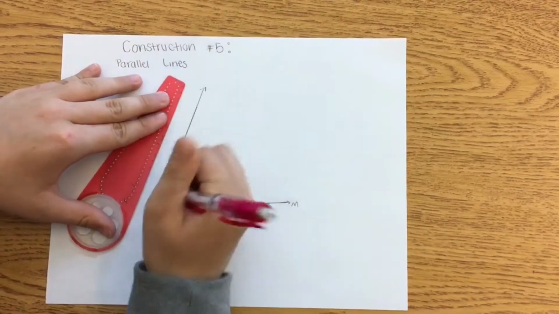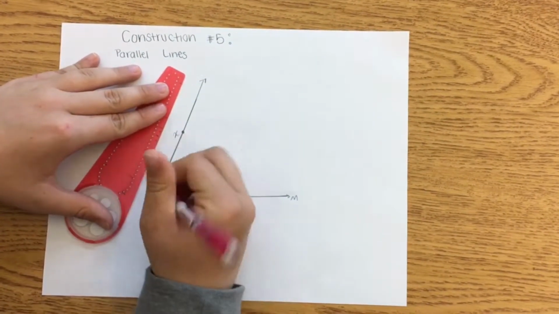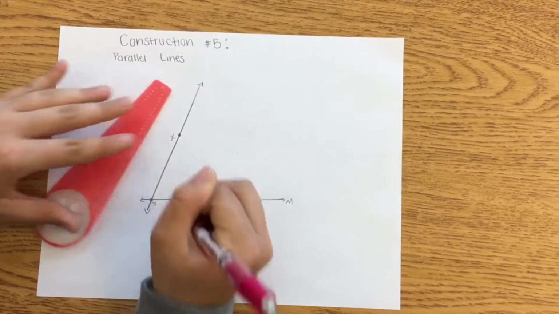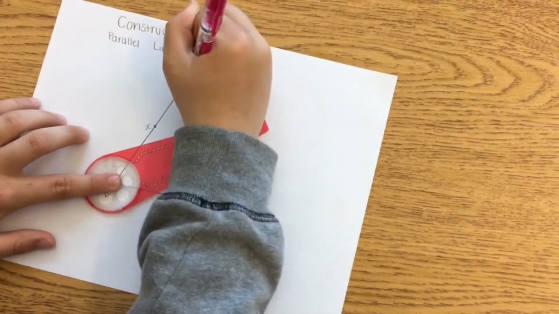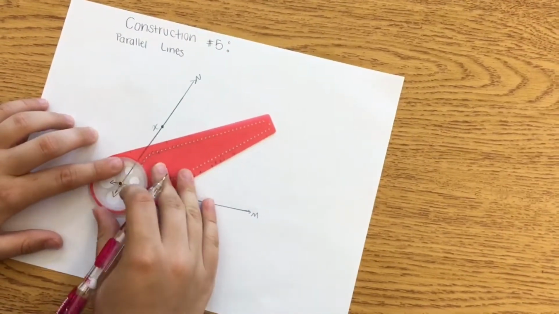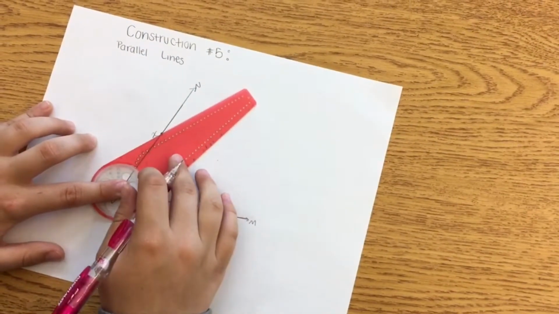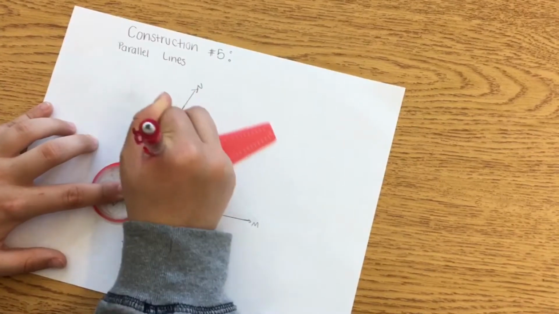Then put your compass on point X and copy the same arc. Then label point P. After, you measure the distance from point A to point B. Then, put your compass on point P and copy the same arc. Label point T. Finally, draw the line XT.